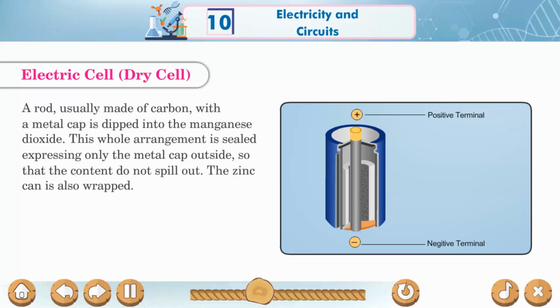A rod, usually made of carbon with a metal cap, is dipped into the manganese dioxide. This whole arrangement is sealed, exposing only the metal cap outside so that the contents do not spill out. The zinc can is also wrapped.